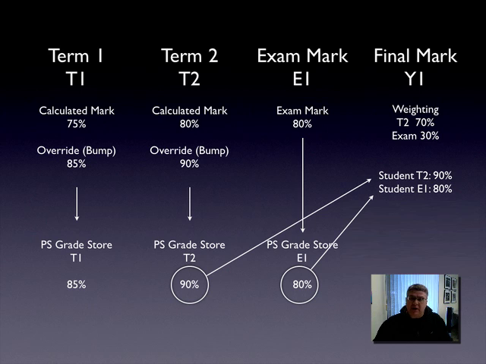Now, at a breakdown of 70-30, and with the student earning 90% in term 2 and 80% for his exam, at that particular weighting scheme, my calculated mark will now come out to 87%. The student's received the bump, but he's only received the bump on his term 2 grade, and there's been no bump whatsoever applied to the exam score. So for those courses with provincial final exams, this is the process for doing your bump.